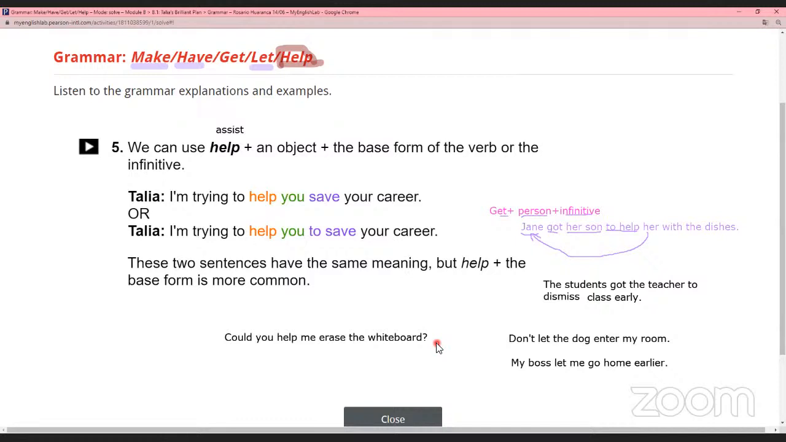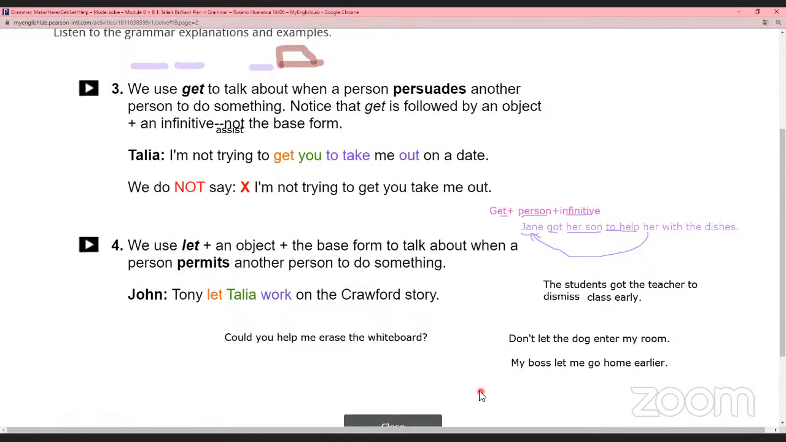So it's very wide. The use of the causative verbs is wide because we can use them in questions, in sentences, in negative sentences. The only thing that you have to take care of is that you have to follow the tense order. As I showed you, you can use it in the past. You can use it in the negative: Don't let the dog enter my room. And we also have the option of the question. Could you help me erase the whiteboard? Could you let me go home earlier, please? So as you see, we can use it.